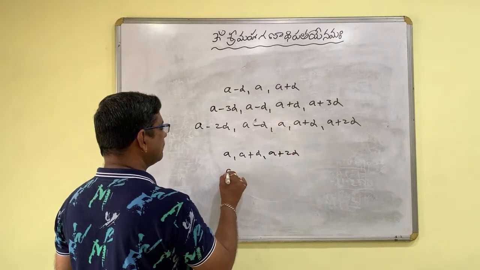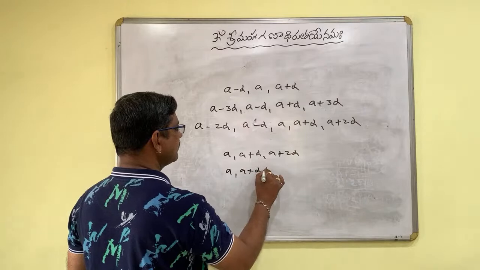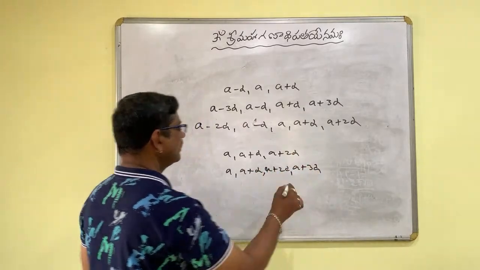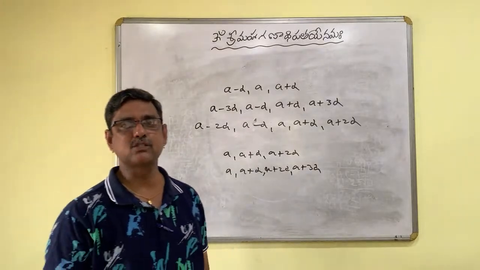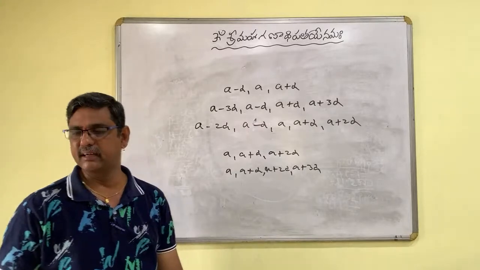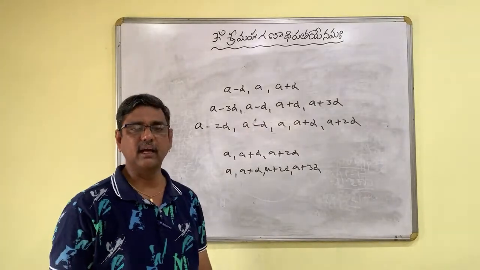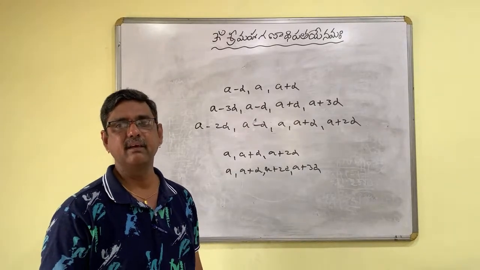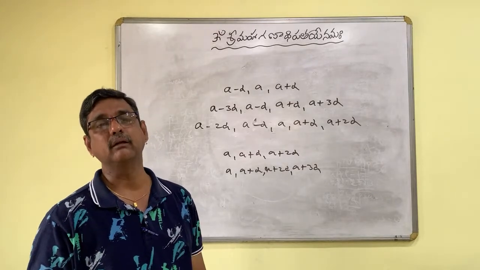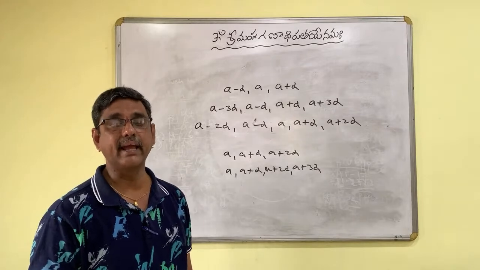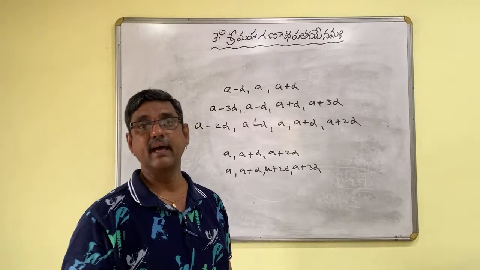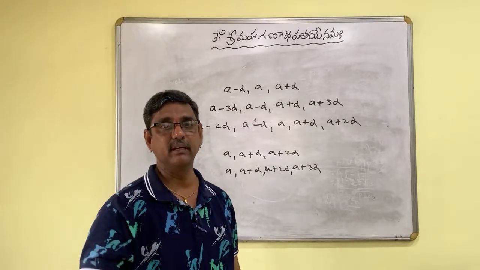If it is 4 numbers, I take A plus D, A plus 2D, A plus 3D. And for 5 numbers, A plus D, A plus 2D, A plus 3D, A plus 4D, like that I take. If I take like that, I will not get the solution properly? If you say that, I will say yes, you will get the solution, but it will take more time. It is tedious work as well as time consuming.